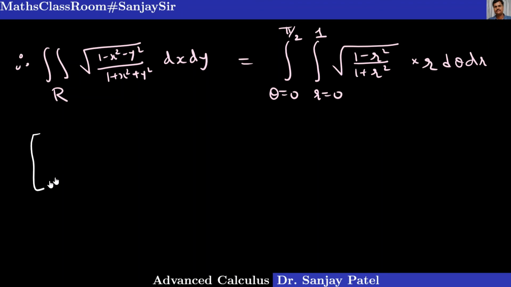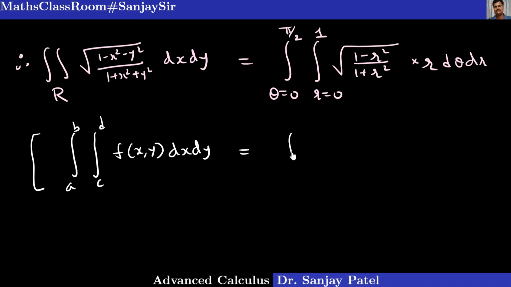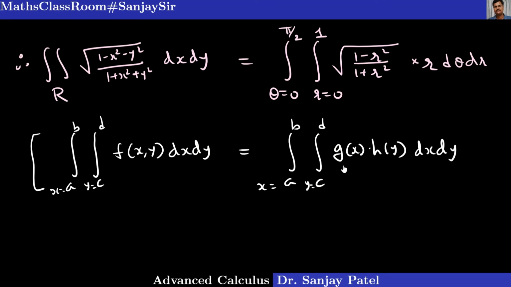If we have a double integral of a function of two variables x and y, and all the limits are constant, say a to b, c to d, and if you can express this f of x comma y as a product of two functions, suppose this is the limit of x, this is the limit of y, so if f of x comma y can be expressed as g of x into h of y, where the function g does not contain the variable y and the function h does not contain the variable x.